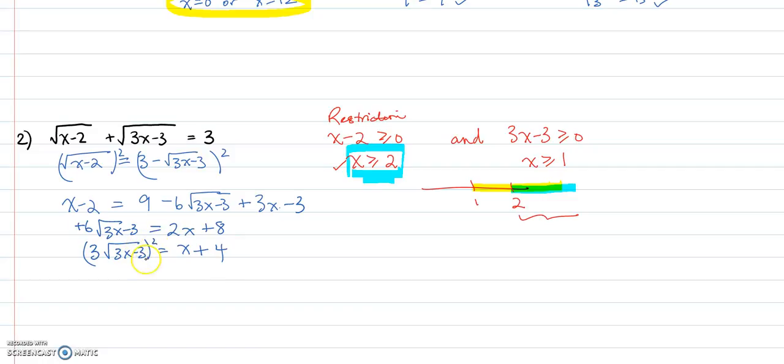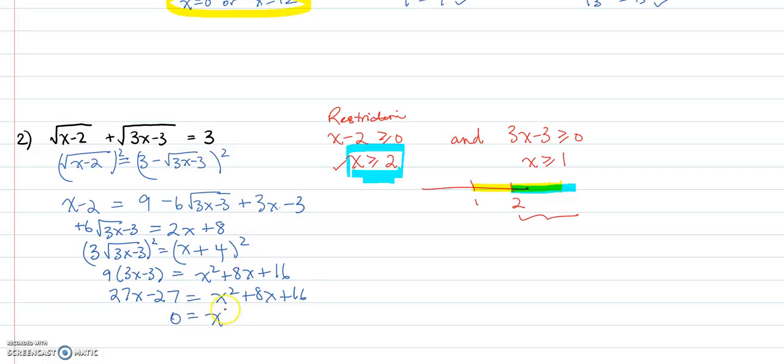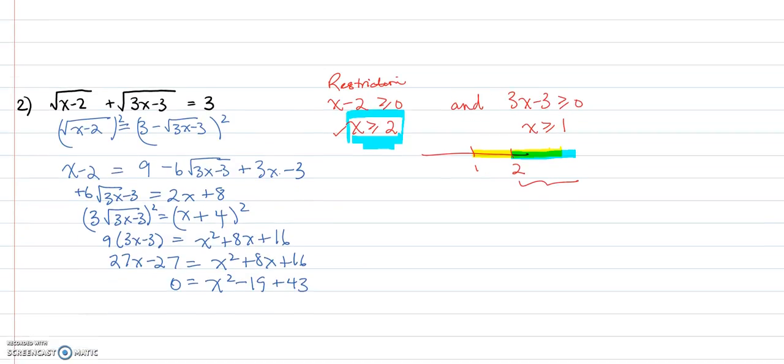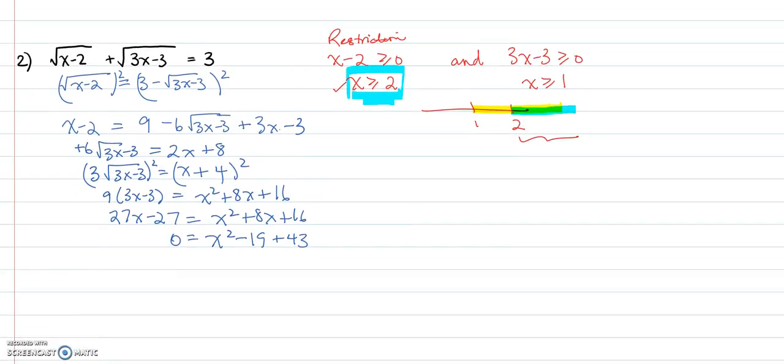So when I square the left side, 3 squared is 9. The root squared is just the radicand. When I square the right side, I'm left with x squared plus 8x plus 16. This is 27x minus 27 equals x squared plus 8x plus 16. Again, quadratic, so let's move everything to one side. So I subtract 27x from both sides, I add 27 to both sides, and this quadratic does not look factorable, so I'm thinking my roots are not rational.